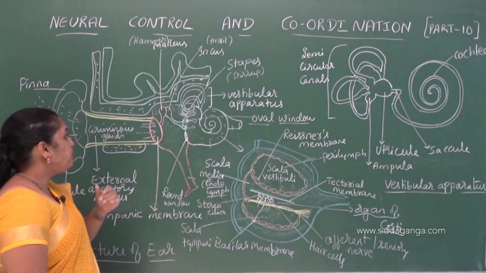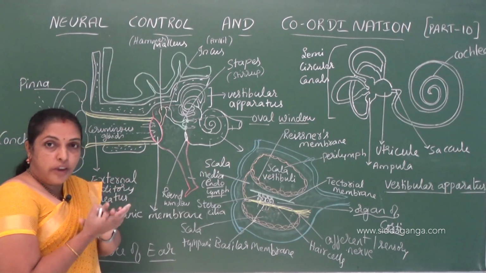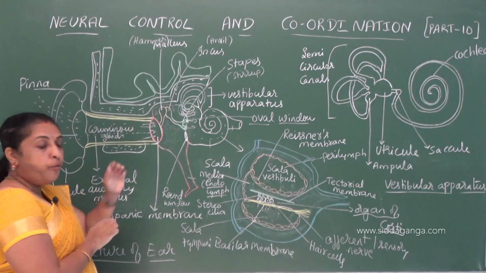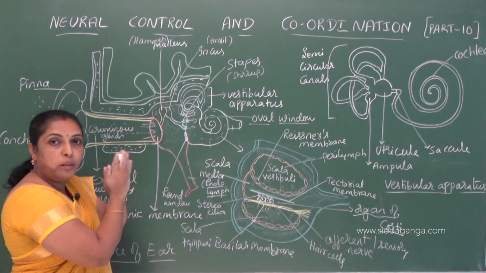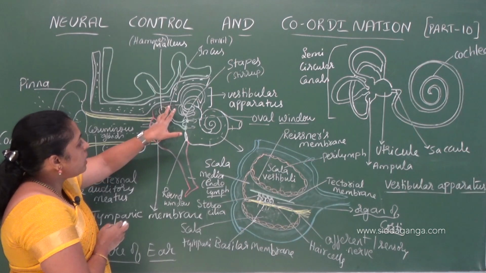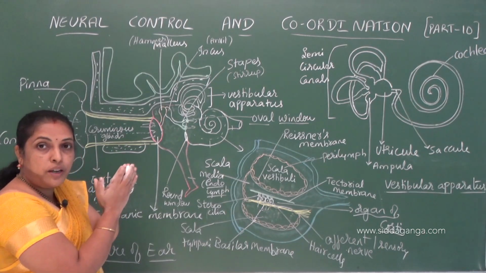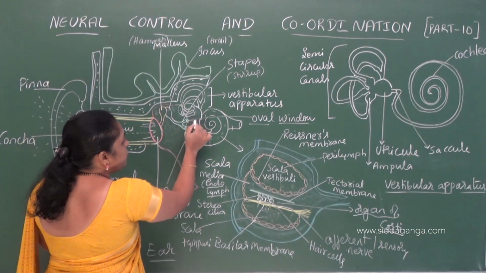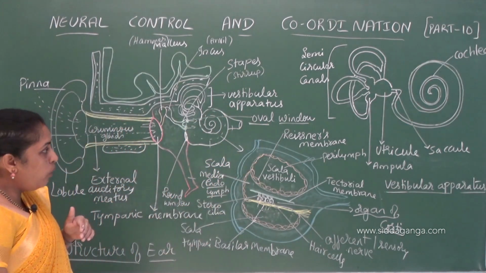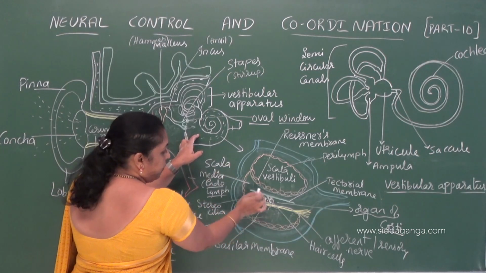Once again, I'll explain. When the sound reaches the external ear in the form of waves, that wave strikes the tympanic membrane. When it strikes the tympanic membrane, it will start vibrating. When it starts vibrating, the bones attached to the tympanic membrane, that is malleus, incus and stapes, also start vibrating, and they transfer those waves to the inner ear through an opening called oval window.